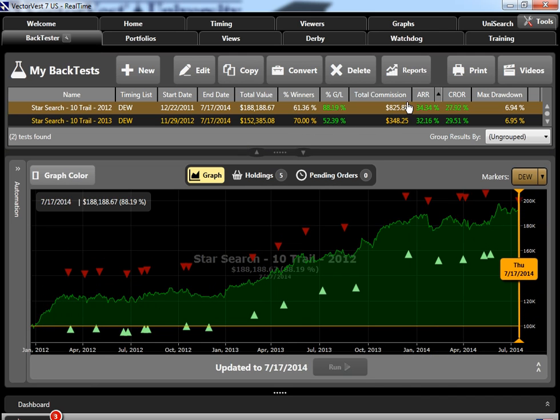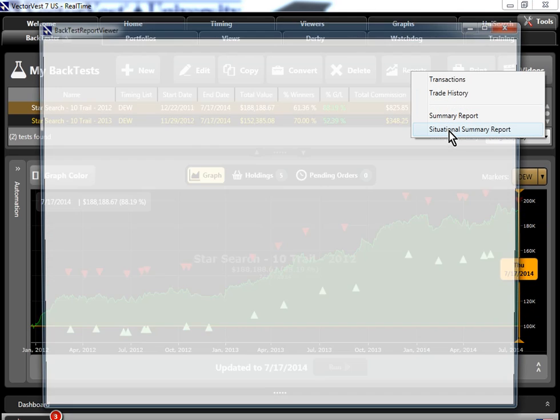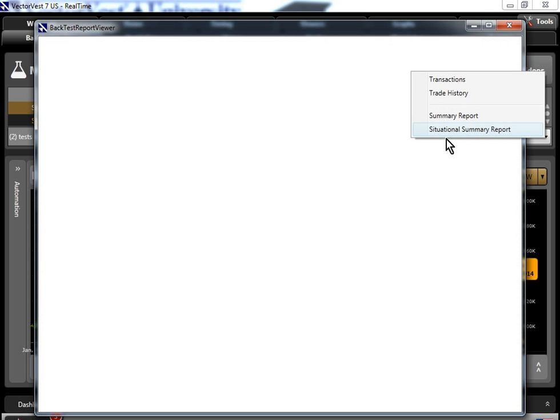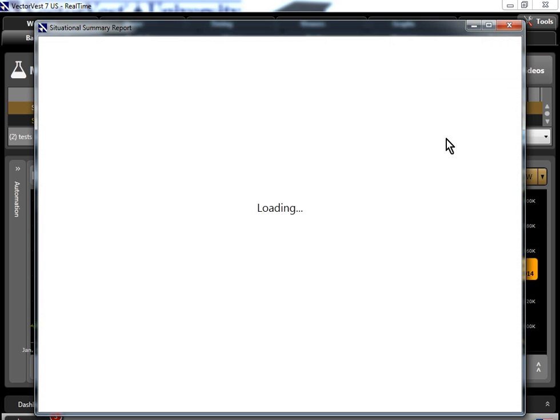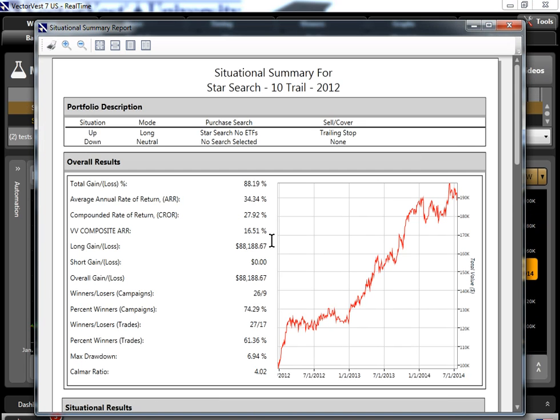61% winning trades. If I go to reports, situational summary report, we could take a look at the same type of analysis we did with that 2-year test. VectorVest Composite annualized rate of return, only 16.5. We doubled that, up about 34%. A nice CalMAR ratio here as well at 4. Low maximum drawdown. 27 winning trades, 17 losing trades, 26 winning campaigns, and only 9 losing campaigns.